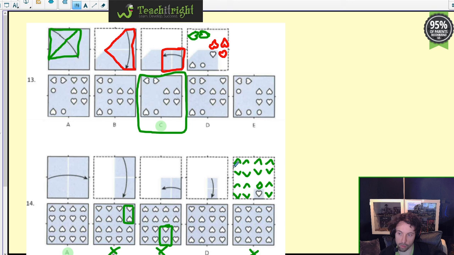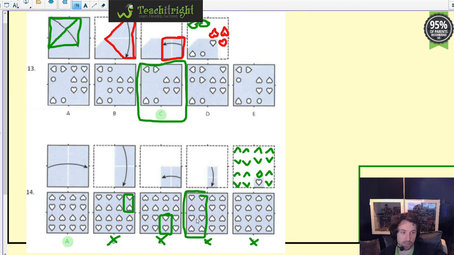Where on each row, you've got a row pointing up, a row pointing down, a row pointing up, a row pointing down. So pointing up, pointing down, pointing up, pointing down. But D, look, they've messed around with it here. And so D is wrong because of the inaccuracies with all of these. So for 14, the answer is A.